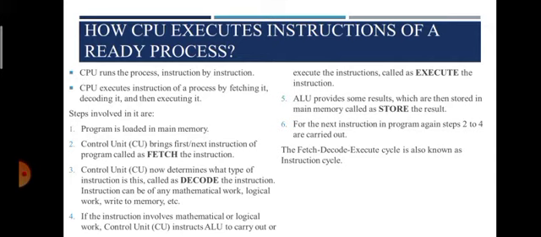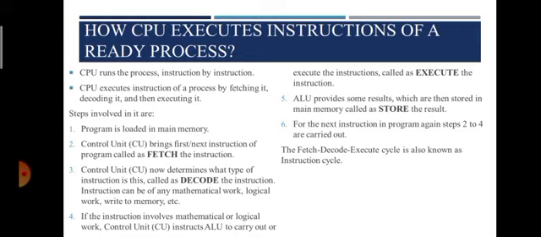So you have seen about the different states of process and about how the process is executing. Here we'll be seeing about how the CPU will be executing the instructions of a ready process. That means whenever a process is ready for execution, then how the CPU will execute the instructions in the process. So let us see this topic. CPU runs the process instruction by instruction. CPU executes instruction of a process by fetching it, decoding it and then executing it.